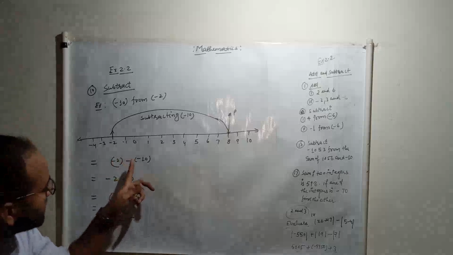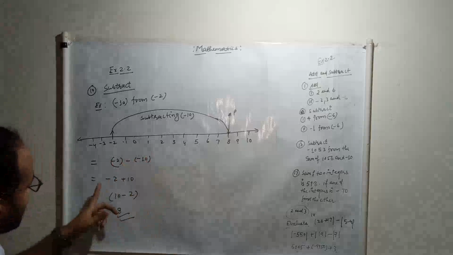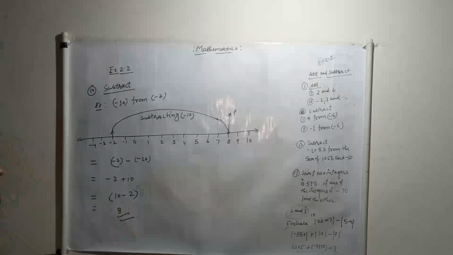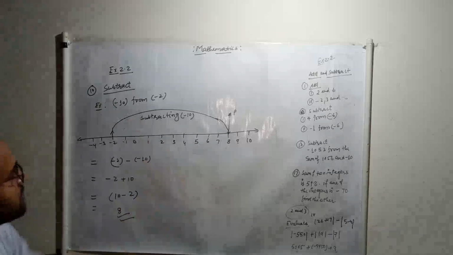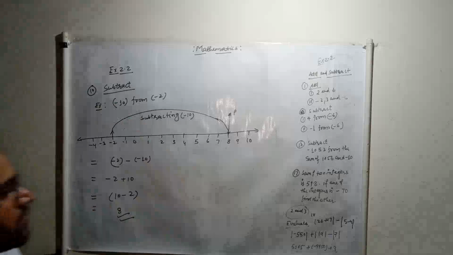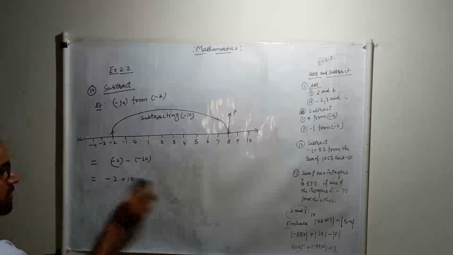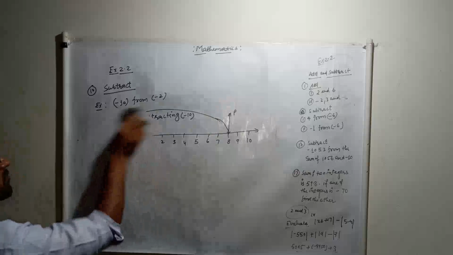Minus 2 and, in brackets, minus 10. You will get minus 2 plus 10, and 10 minus 2 is 8. So by using this, you can solve the remaining questions of subtraction. And there are 2-3 more questions that I also want to discuss.